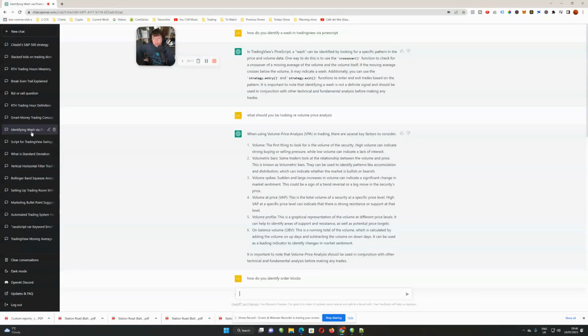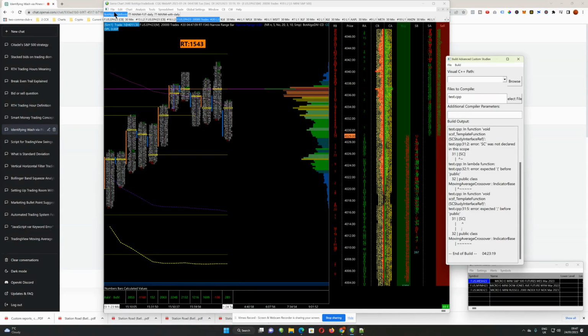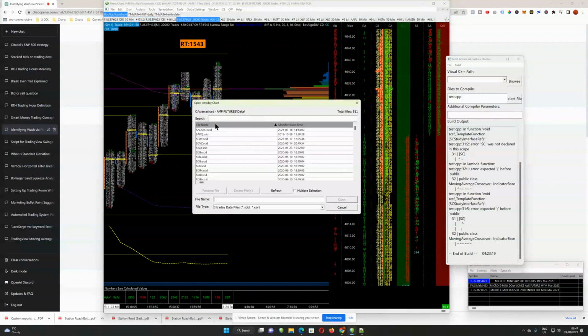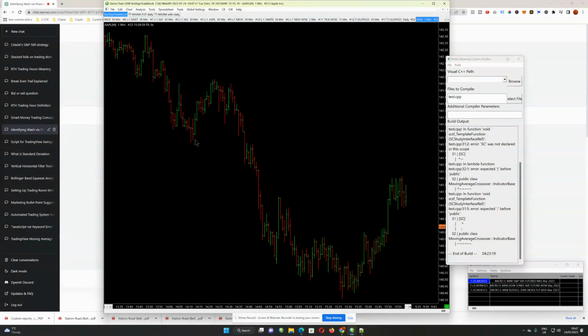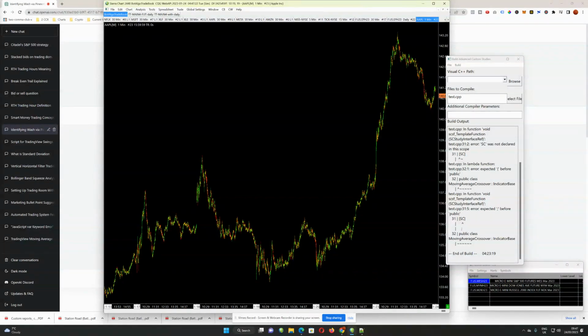So we go a little bit further into trading and say, right, okay, I want you to actually code how to identify a wash in TradingView via PineScript. Now, just to let you know what a wash is, literally, I'll just jump on a screen over here. We'll bring up a brand new chart just to show you on Apple. Right. As we shoot down, let's just see if we can see a wash at any point.